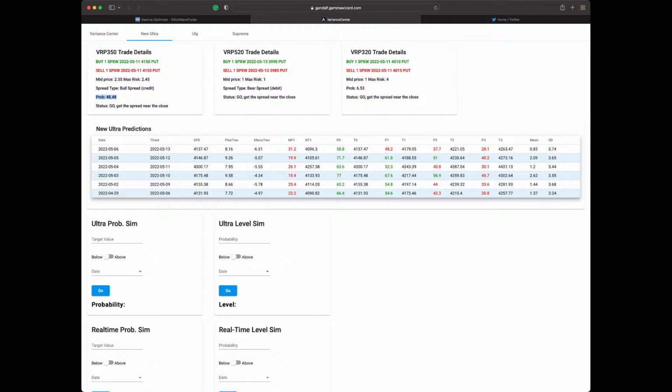This has nothing to do with whatever probability of success. No, this is like how overpriced or underpriced the spread is. Because remember, this spread is supposed to be the 50% binary. So we are all the time contrasting it with the probability from the neural net, and that's how we decide whether we should buy or sell it.